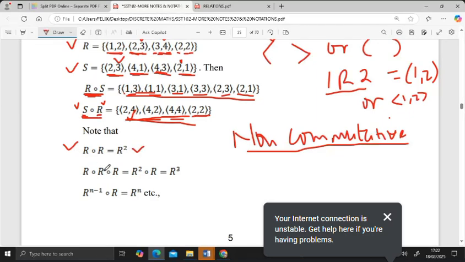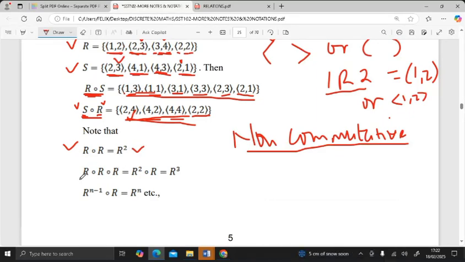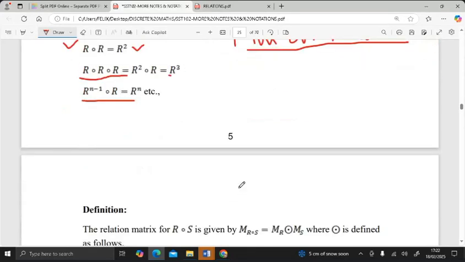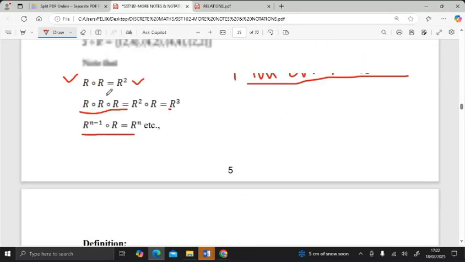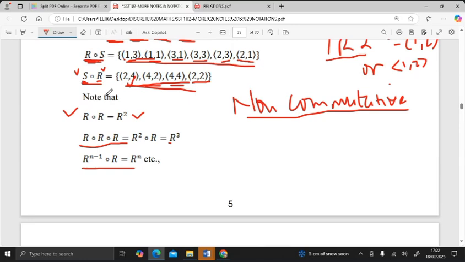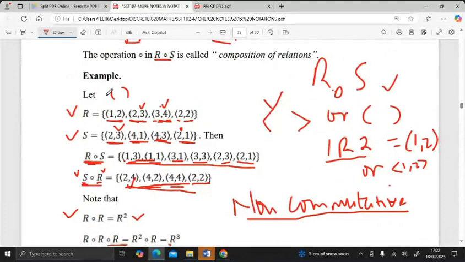When you have R composition R, you're going to have R squared. When you compose R with itself three times, then we shall have R cubed, and so on. And that being the case, that leads us to that. You need not even bother yourself so much with that.